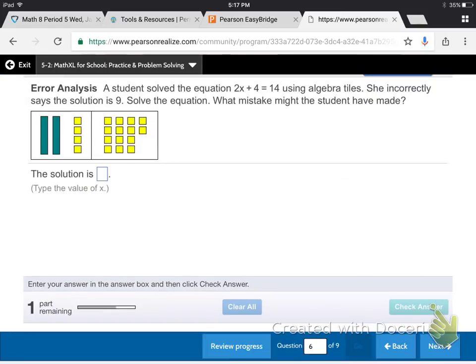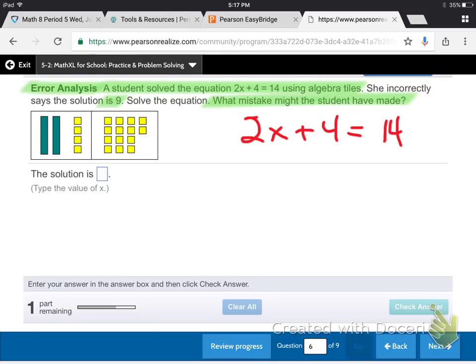All right, here we go. Error analysis. We're going to analyze someone's error. Excuse me. A student solved the equation 2x plus 4 equals 14 using algebra tiles. She incorrectly says the solution is 9. Solve the equation and then tell what mistake might the student have made. So let's write it down. 2x plus 4 equals 14.